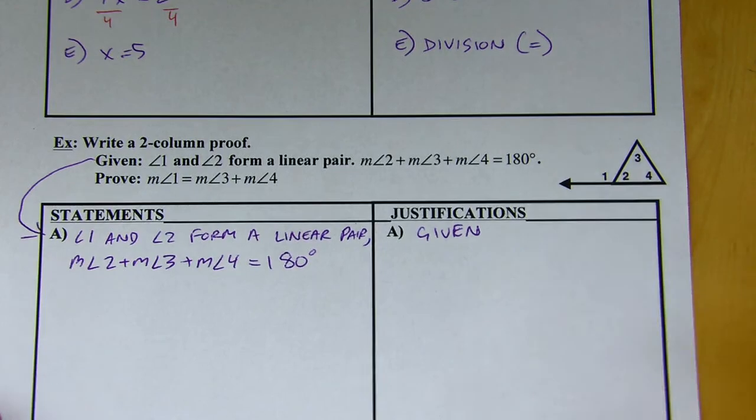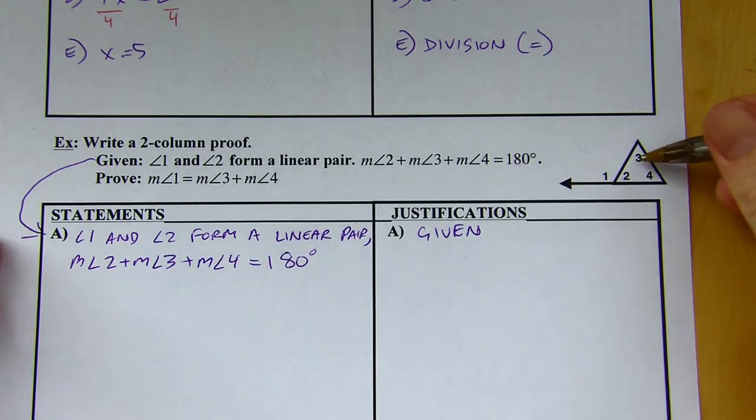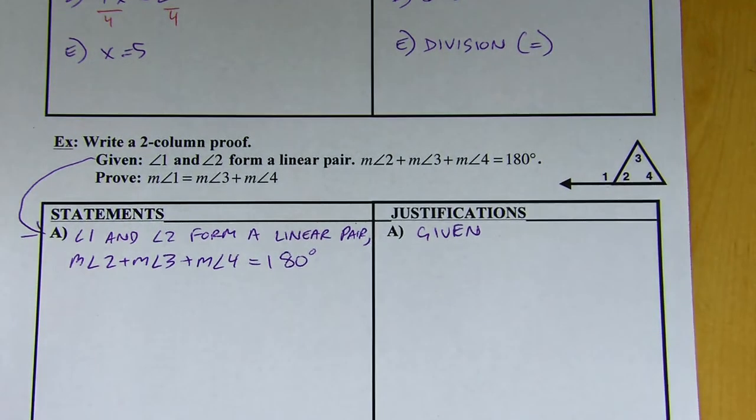All right, so we've got a linear pair down there. That means they form a straight line, okay? And then the three angles that are inside the triangle have a sum of 180 degrees. If you know something about triangles, that happens with every triangle. The three angles are going to add up to 180. But there it is in the given info anyway.